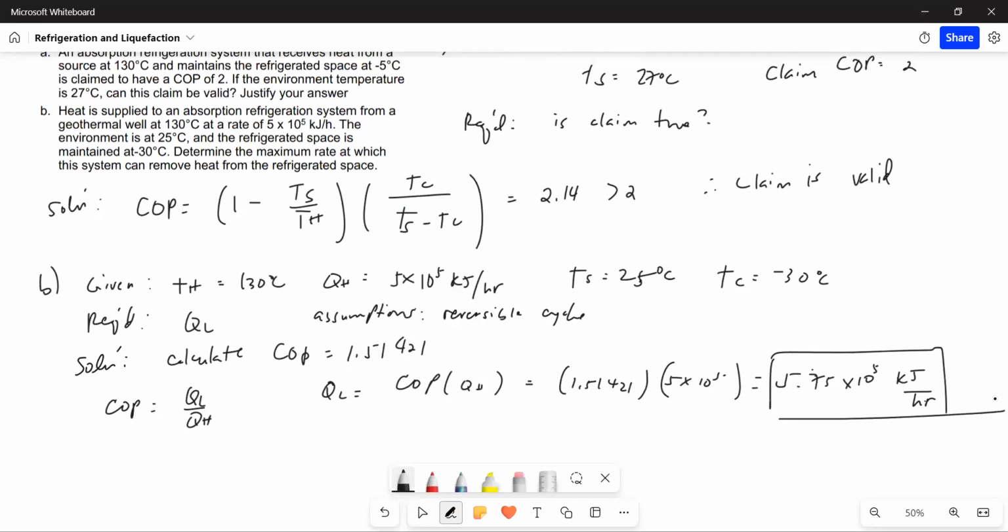Okay? So, ang hint is pag sinabi maximum QL, may hint na yon na reversible yung process. Okay?